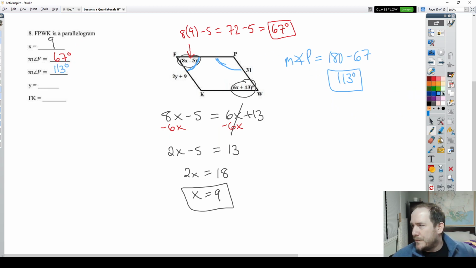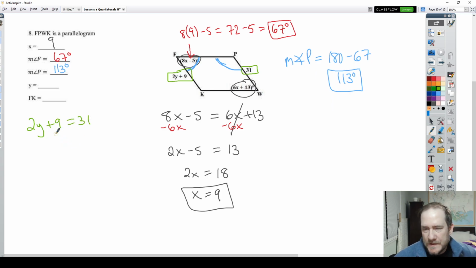Then to solve for y, you see we've got a side here, and the side opposite from it is 31. So you'll set those expressions equal. You know that your 2y plus 9 is equal to your 31. So take 9 away from both sides. This goes down to 22. Dividing by 2 tells you y is 11.